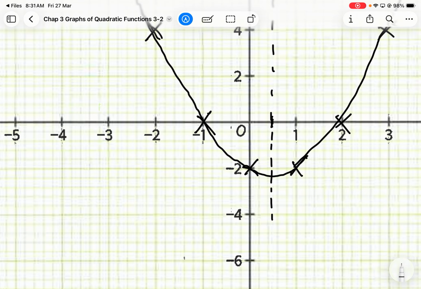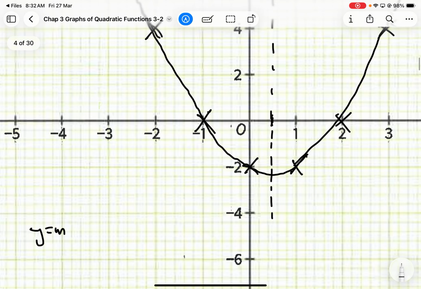Vertical line. What is the equation? This vertical line. Huh? Y equals to mx plus c. Y equals to mx plus c is generally the equation of all straight lines, except only this line.